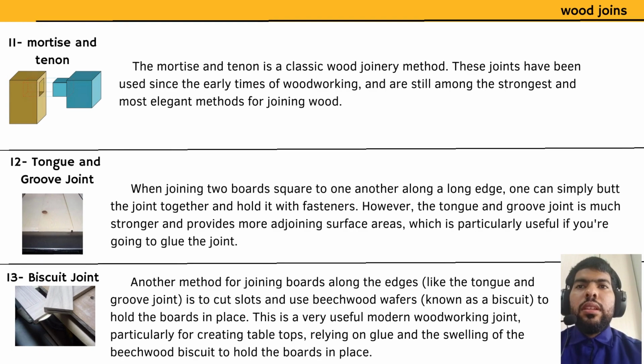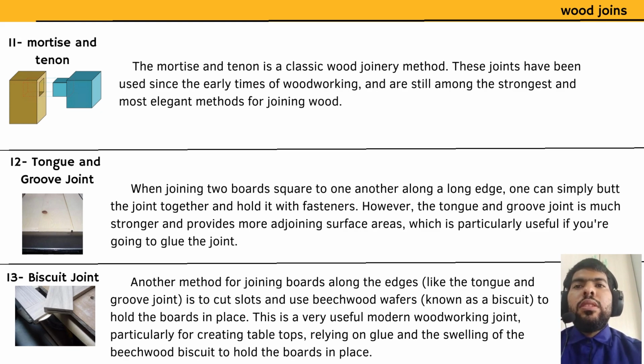And the mortise and tenon is a classic wood joinery method. These joints have been used since the early times of woodworking, and they are still among the strongest and most elegant methods for joining wood.